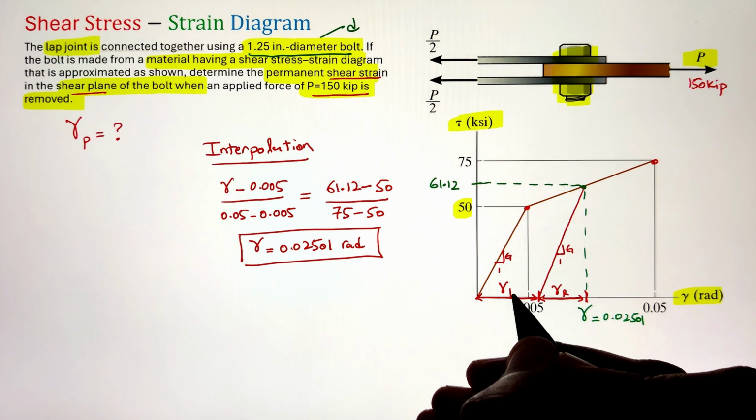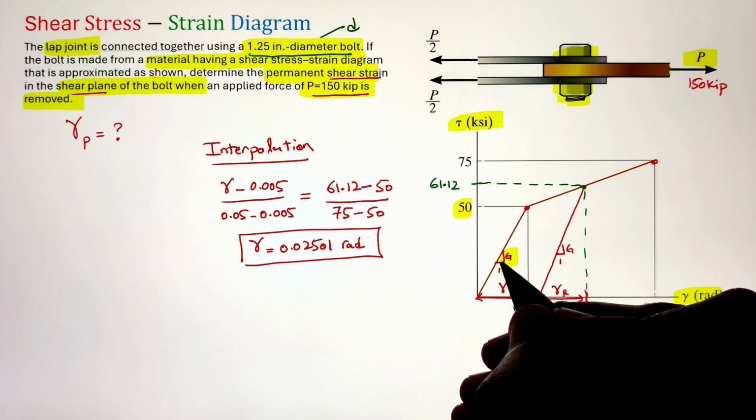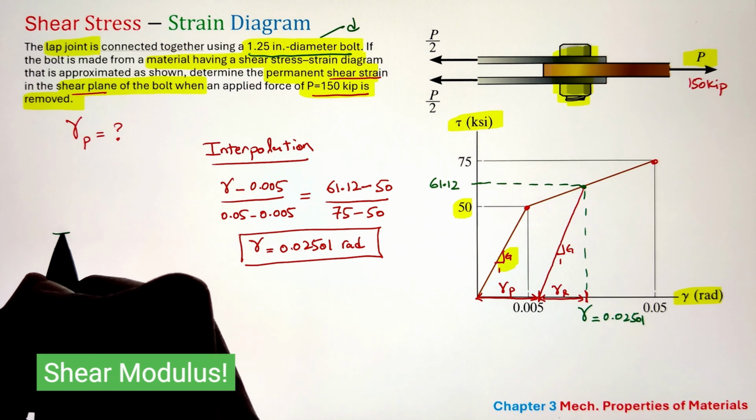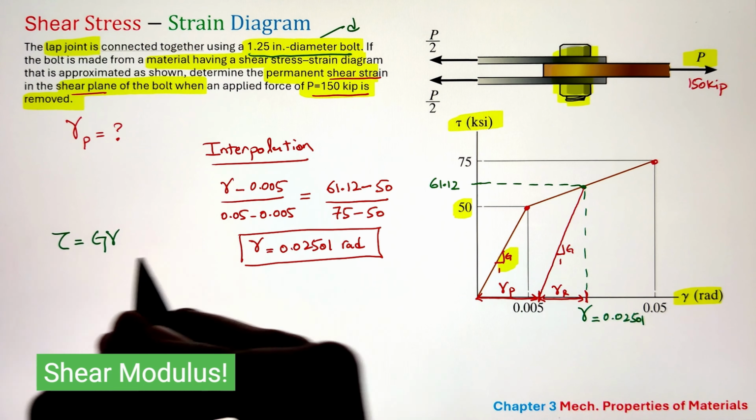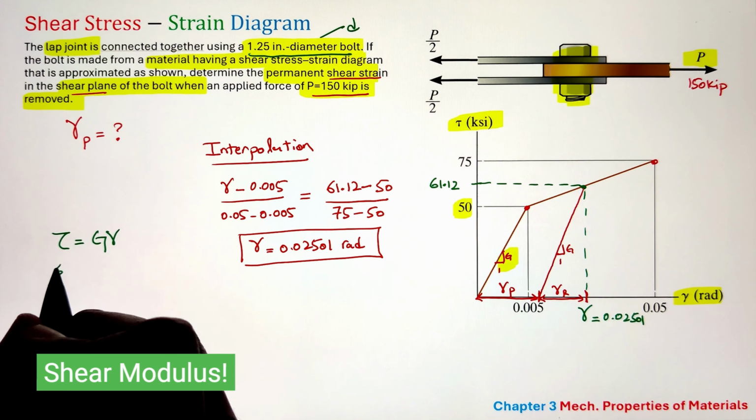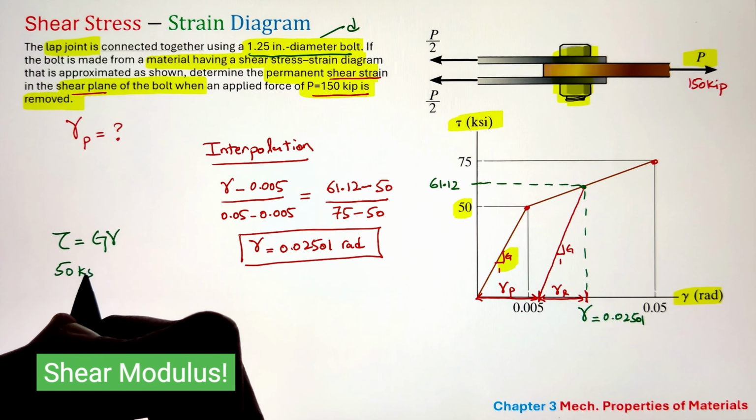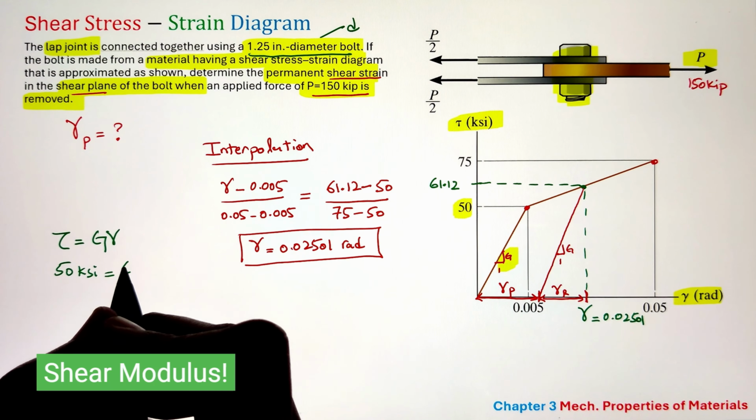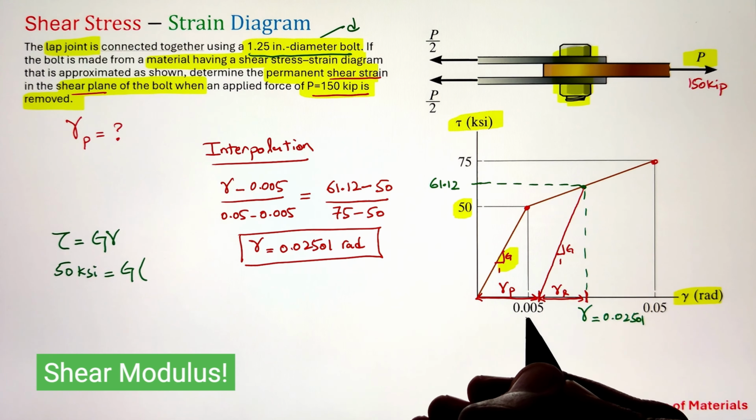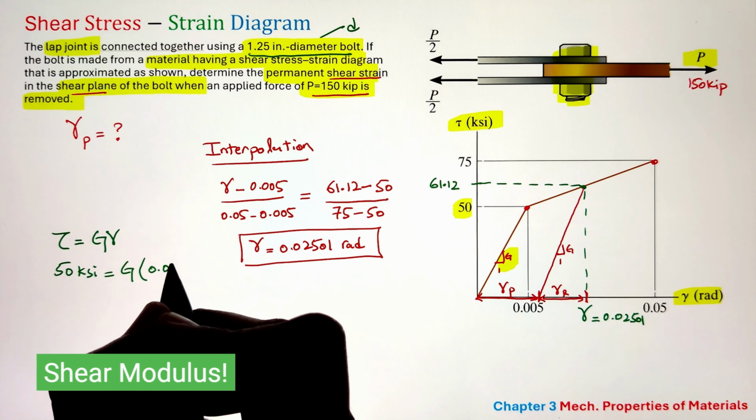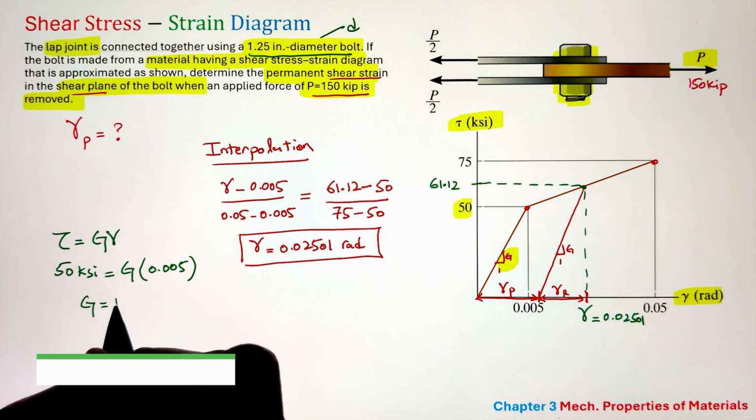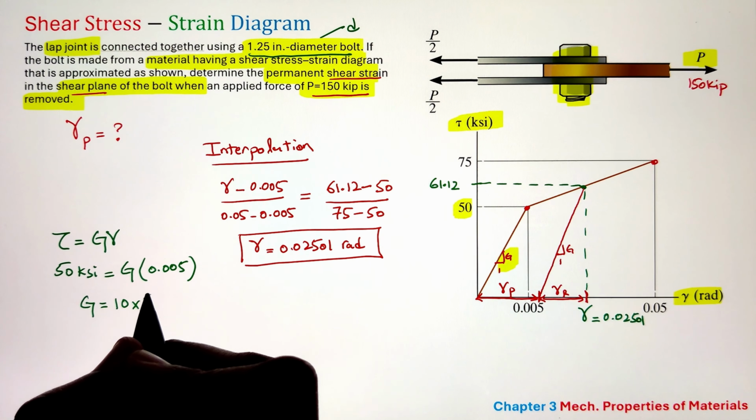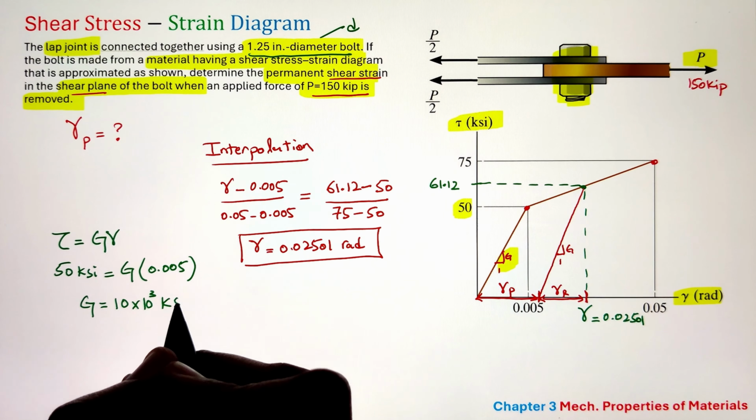So to solve for the value of G, we can apply Hooke's law, that shear stress is equal to shear modulus times shear strain. And since we are looking at the linear elastic zone, the value of tau is 50 KSI and the strain value is 0.005. Simplifying, we get our value of shear modulus equal to 10 times 10 raised to power 3 KSI.